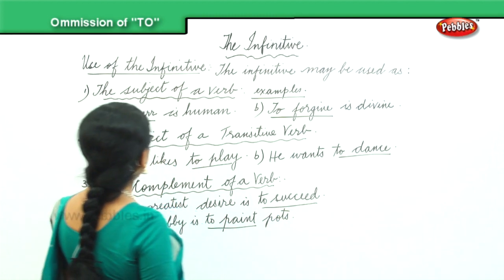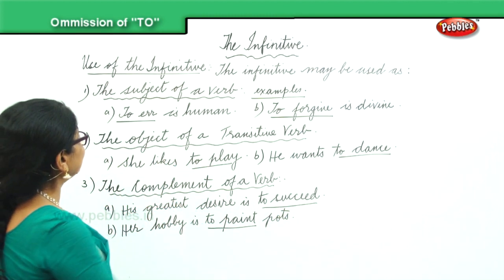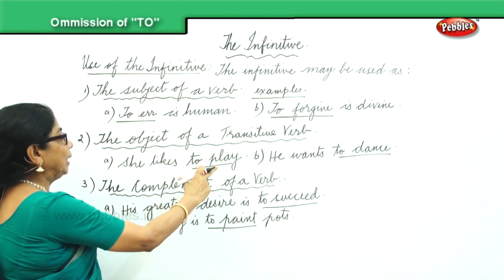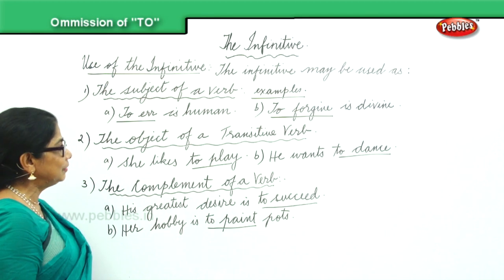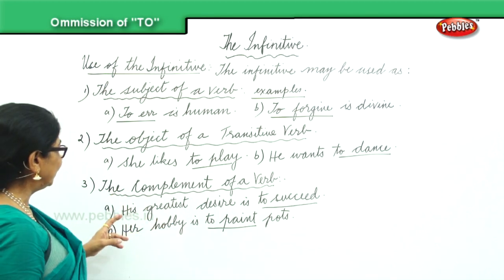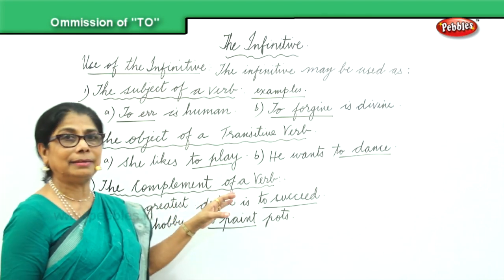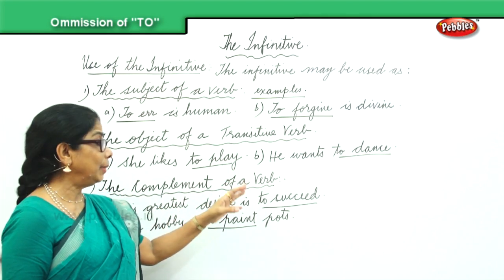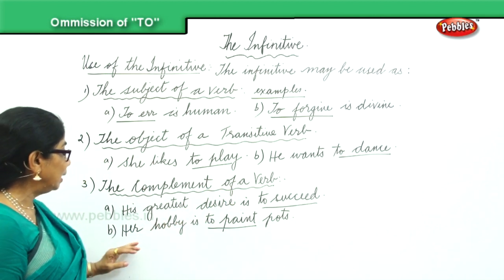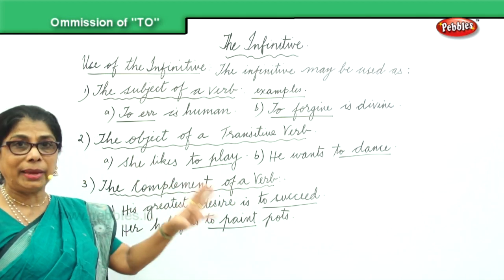The first you have the subject of a verb. The second you have the object. What does she like to do? Play. Object of a transitive verb. And finally, third we have complement of a verb. His greatest desire is to succeed. Her hobby is to paint.